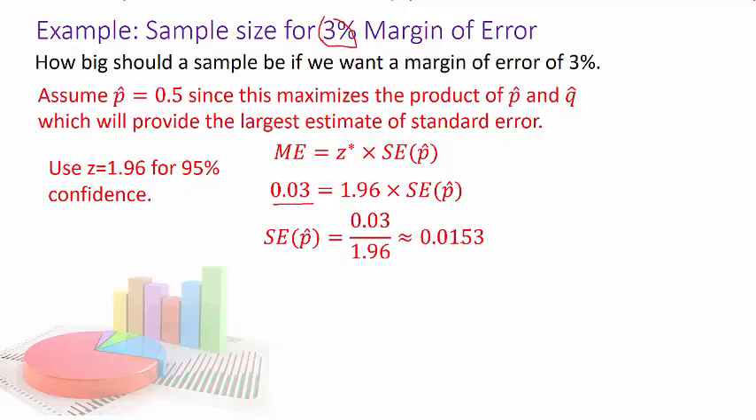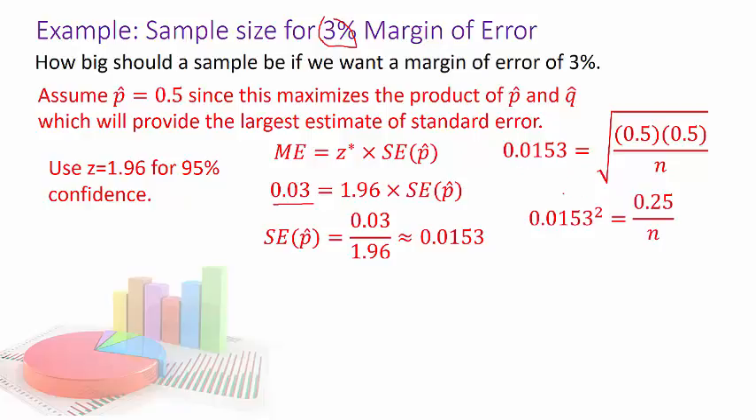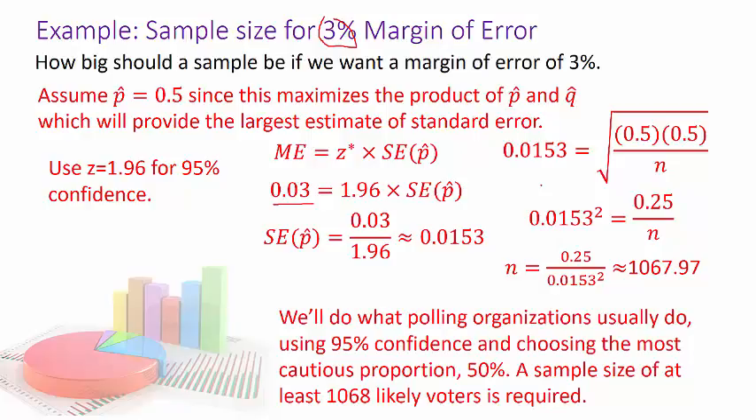Okay, now I'm going to go ahead and substitute back into the regular formula for standard error. And I'm using the 0.5 here for the worst case scenario, and then the 0.53, squaring both sides, and then solving for n, I get 1067.97. Or basically, we'll do what polling organizations usually do. If they want 95% confidence, choosing the most cautious proportion, 50%, a sample size of at least 1,068 voters is required.